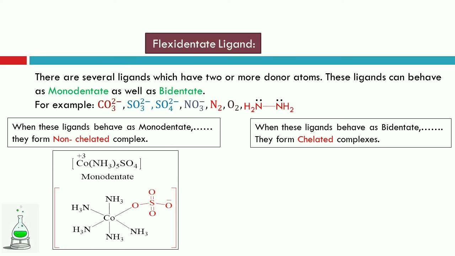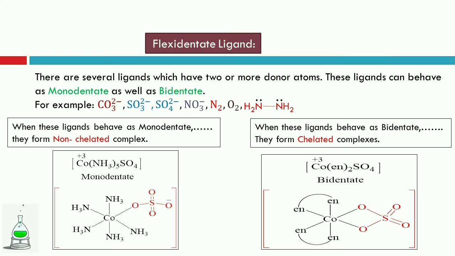Here we have an example where the sulfate is making only one coordinate bond with the central metal atom, and it is going to act as a monodentate ligand. But when these ligands behave as a bidentate, they form chelated complexes with 3 or 4 membered rings. So here we have an example. Here sulfate ion behaves as a bidentate ligand. It can donate electron through both the oxygen atoms to the central metal ion and makes a 4-membered ring including central metal ion.